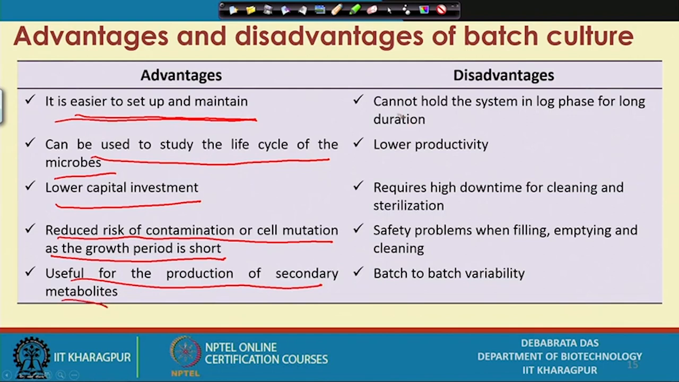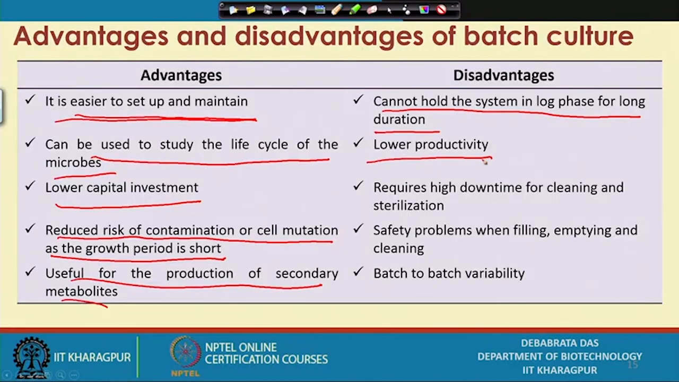But the disadvantage is that they cannot hold the log phase for a longer period of time, because we have seen the life cycle. As time passes, one phase switches over to the other: the log phase switches over to the stationary phase. That is the major drawback of the batch system. If you want more cell productivity in the system, you should operate the system in the log phase for a longer period of time. That is not possible in the batch process.